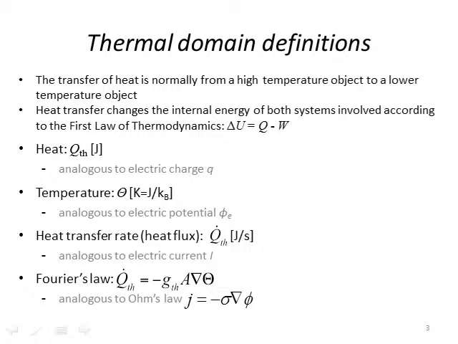Let me go back to the heat transfer rate. Q dot TH is the time derivative of the heat. So this is joules per second. I'm sorry, I made a mistake on this. And this is analogous to the electrical current, which is dq dt. So these are the 4 quantities that we will be working with to define the thermal domain, which are quite important for electrical engineers to know.